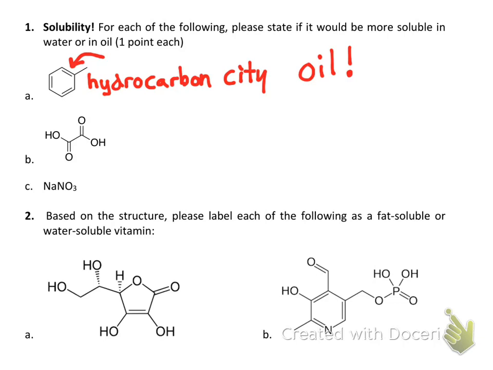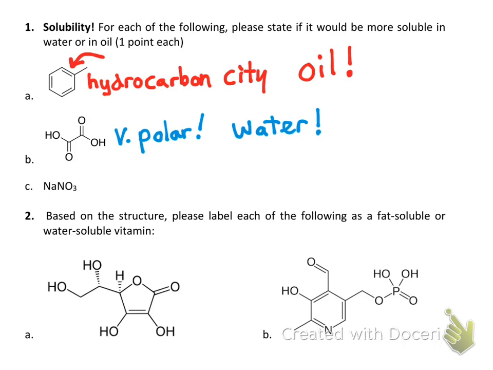For part B, this molecule is oxalic acid. Oxalic acid is very polar. I mean, look at this. It's got this OH here, quite polar, can hydrogen bond. It's got this OH here, quite polar, can hydrogen bond. We've got these carbonyls here. So there are carbons and hydrogens, but this is a very, very polar molecule. Small polar molecules tend to dissolve much better in water.